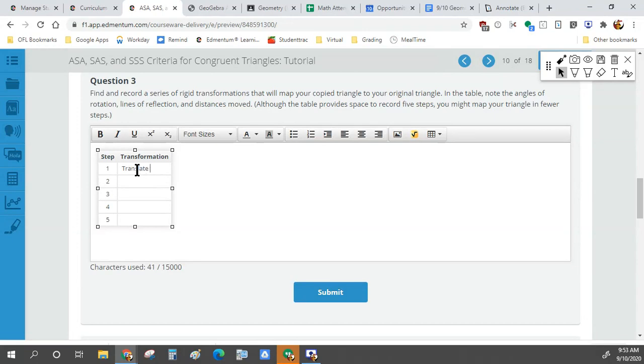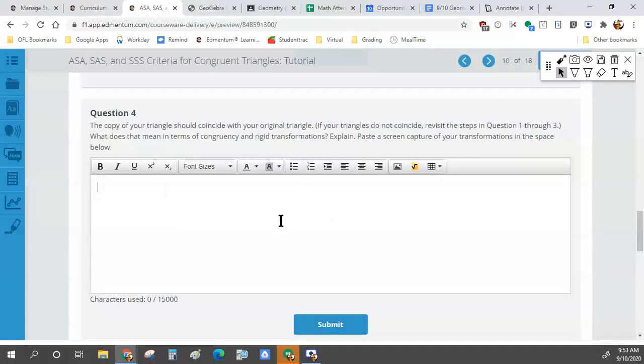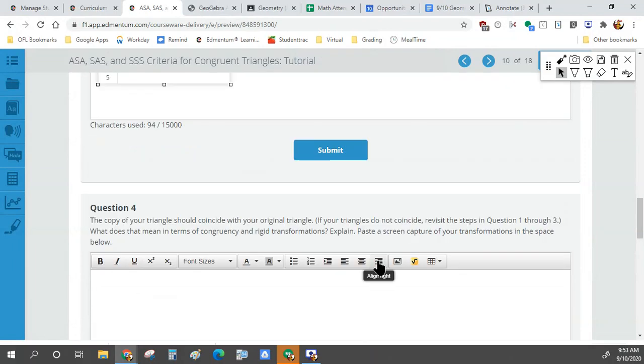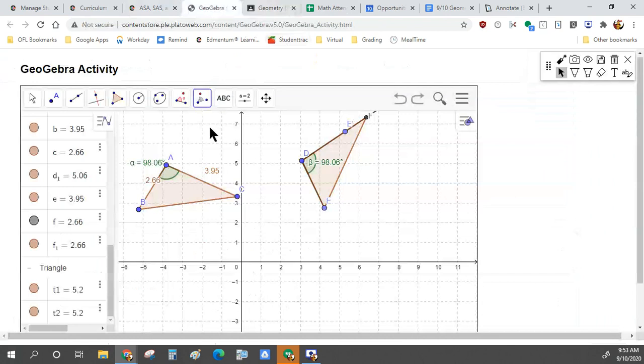Translate. So point D overlaps point A. Rotate about point A, and whatever degree you did it. So do they correspond? This is pretty much going to be the same as before. They want you to put the picture of them corresponding. Since we're running low on time, I'm not going to do that, but it's pretty much the same thing as before.